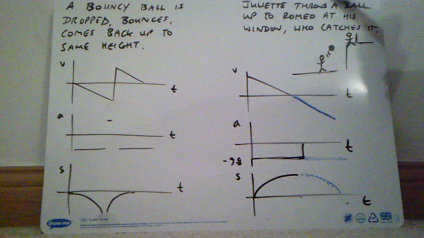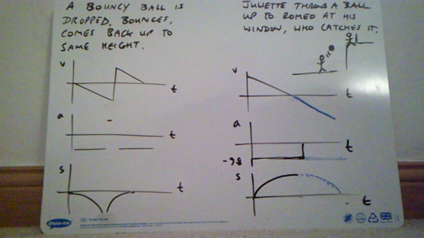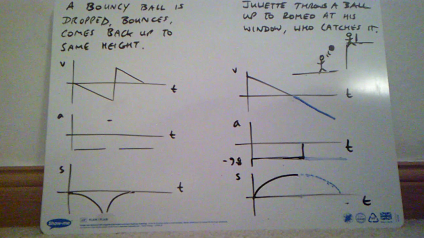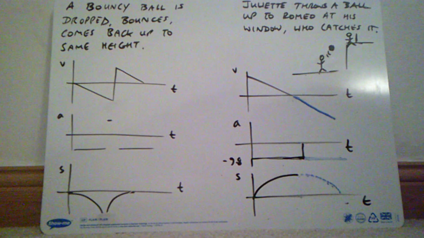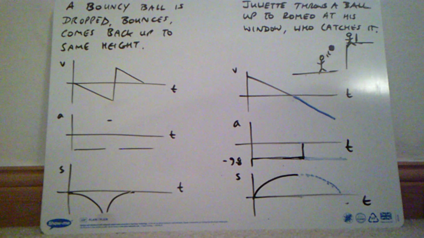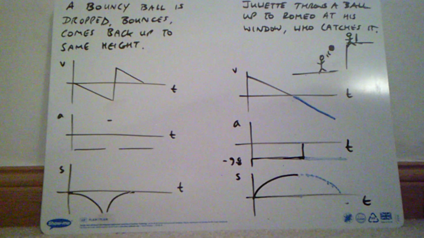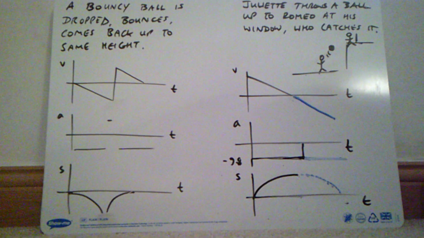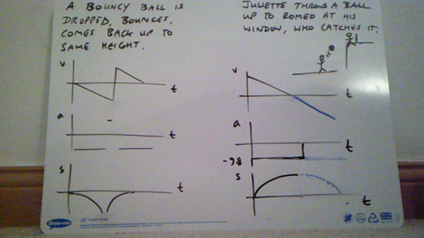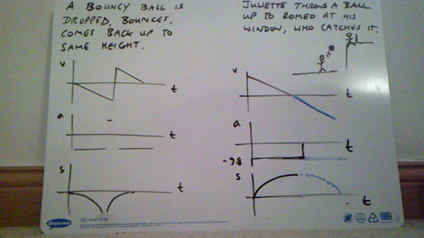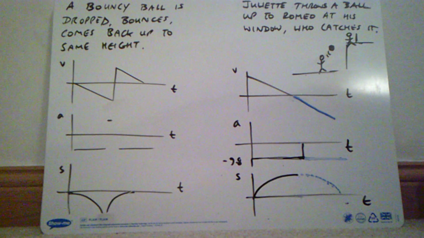Here we go. Juliet throws a ball. I don't know if you know the story of Romeo and Juliet. So Juliet is on a balcony, and Romeo, because he's not allowed in the house because the families don't like each other, comes along and starts yapping at Juliet from the ground, and it's all very Shakespearean and nice.